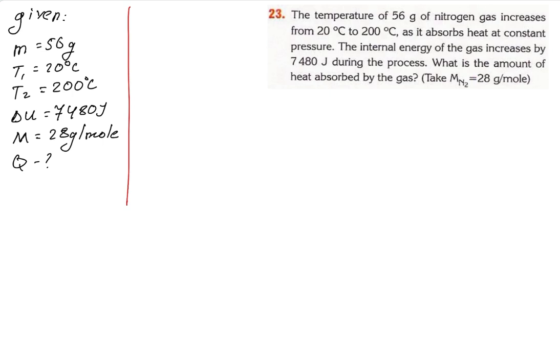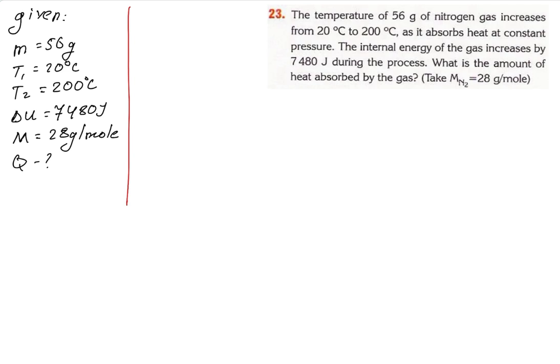Question 23. It says the temperature of 56 grams of nitrogen gas increases from 20 to 200 Celsius as it absorbs heat at constant pressure. The internal energy of the gas increases by some amount of energy during the process. What is the amount of heat absorbed by the gas? Molar mass is also given. I already wrote all the givens, and now let's just make the solution.